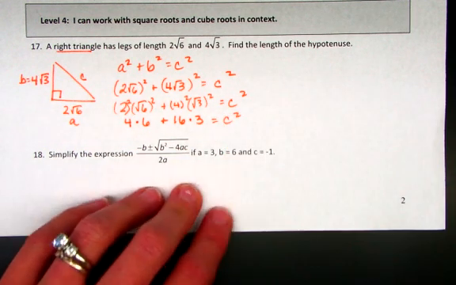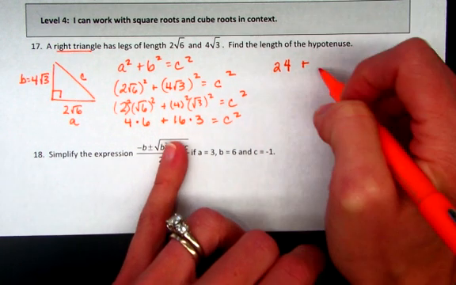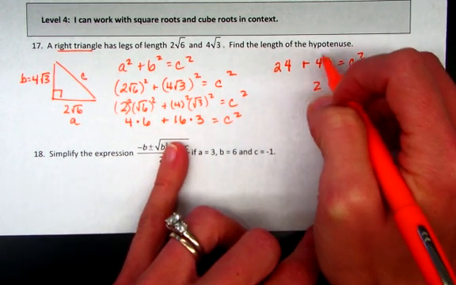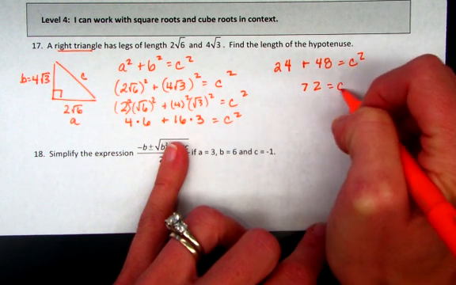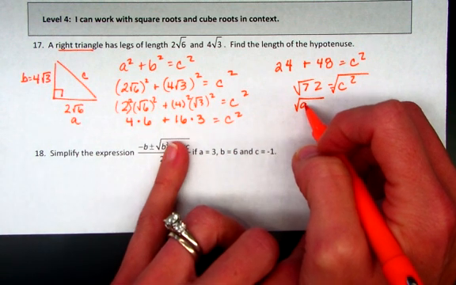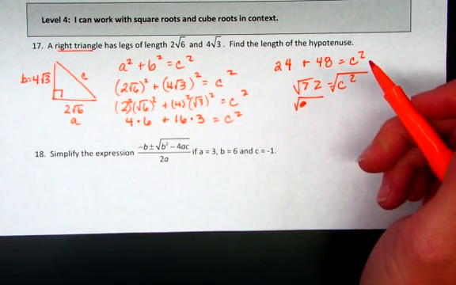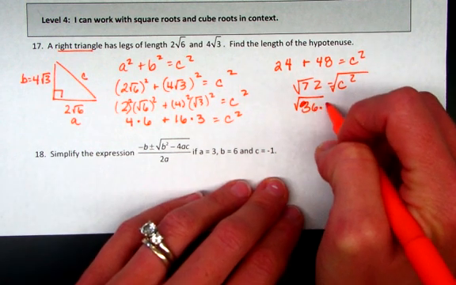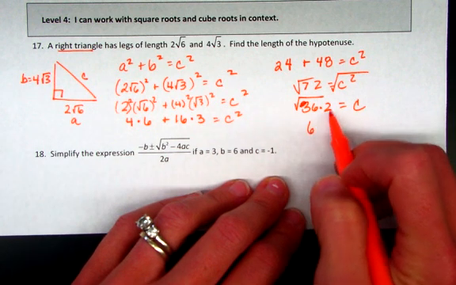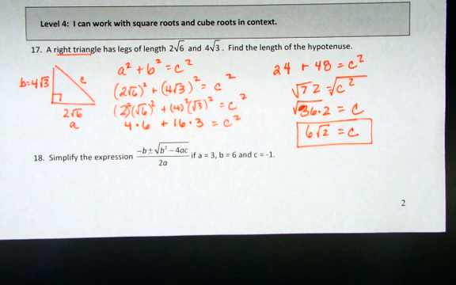That equals C squared. 4 times 6 is 24. 16 times 3 is 48. And then we add that together, and we get 72. Take the square root. 72 is 9 times 8, or we can do 36 times 2. And the square root of 36 is 6. Square root of 2 is just the square root of 2. So this is the length of the hypotenuse.